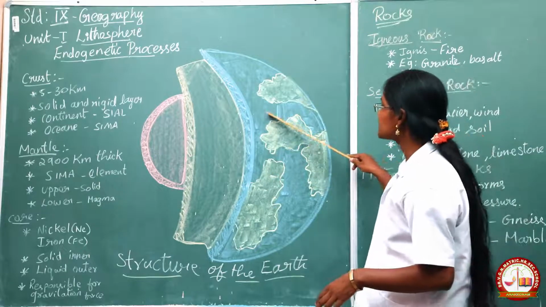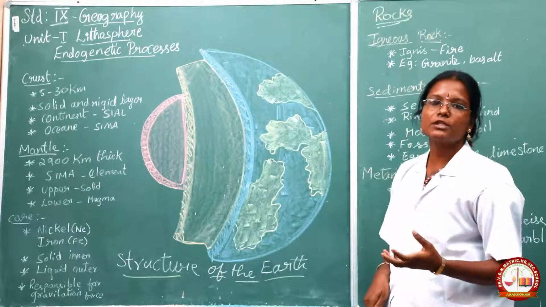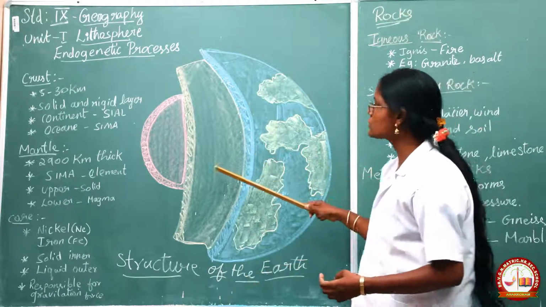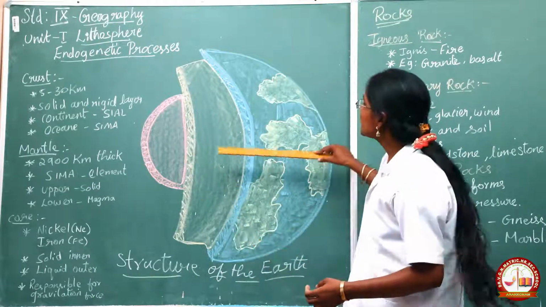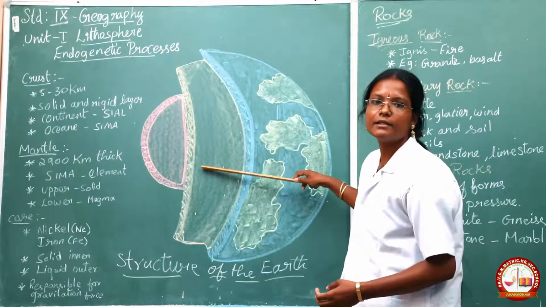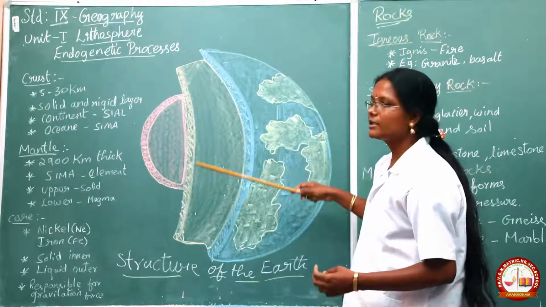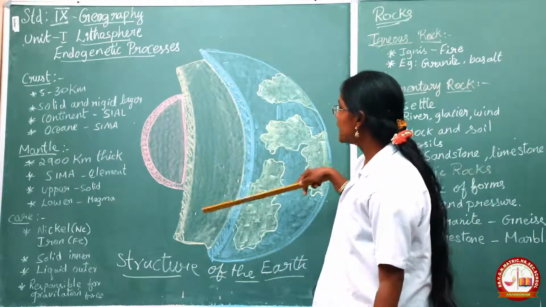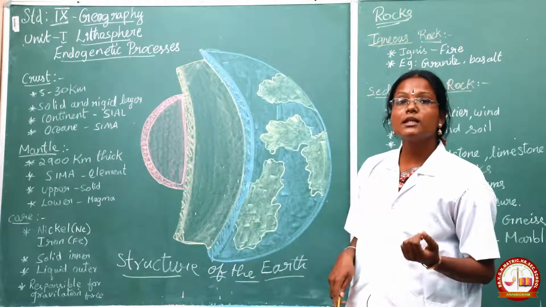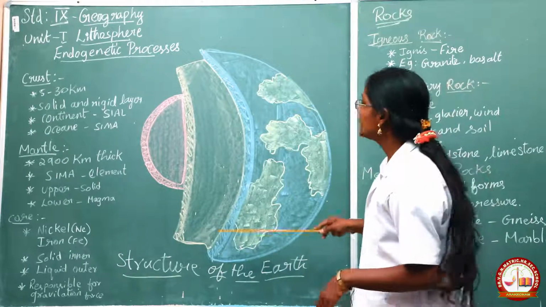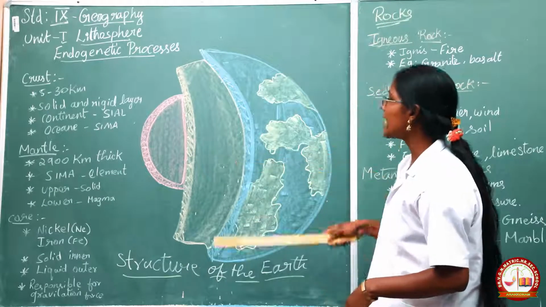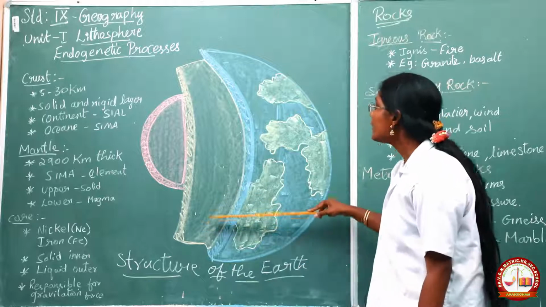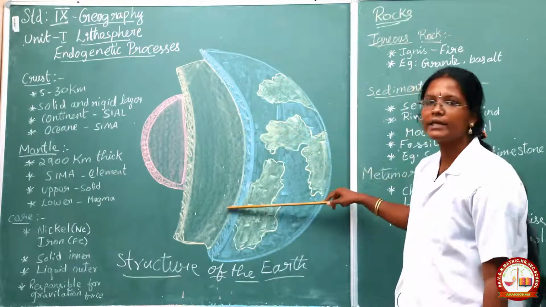And the oceanic crust is called Sima. The components of the oceanic crust are silica and magnesium. Next we are going to see about the mantle, the upper mantle and the inner mantle, two different types. The mantle's thickness is 2900 kilometers in depth, and the element the mantle has is Sima, silica and magnesium.